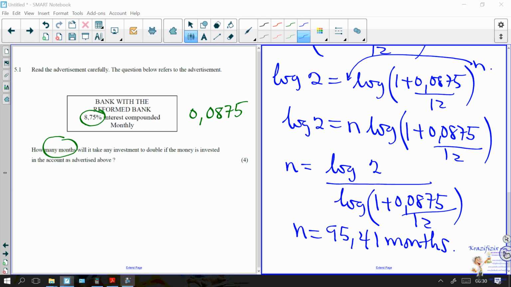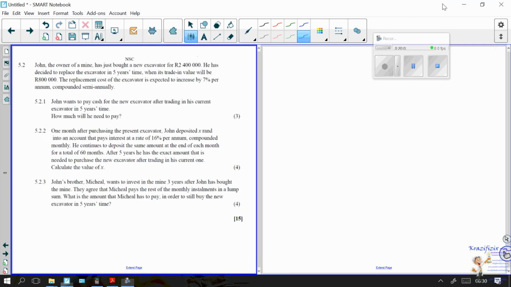Let's move to the next question. John, the owner of a mine, has just bought a new excavator for 2.4 million. All right. He has decided to replace the excavator in 5 years, when its trade-in value will be 800,000. Guys, you need to read the story here. This is the literacy. So he bought a new excavator for 2.4 million. He plans to replace it, but when replacing, he's going to sell the old one and get an amount of 800,000.